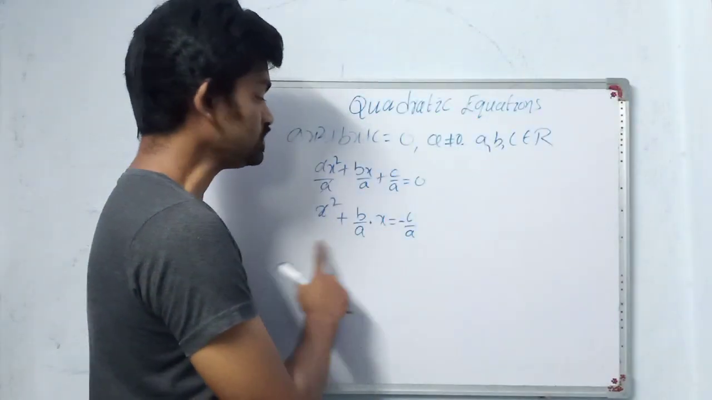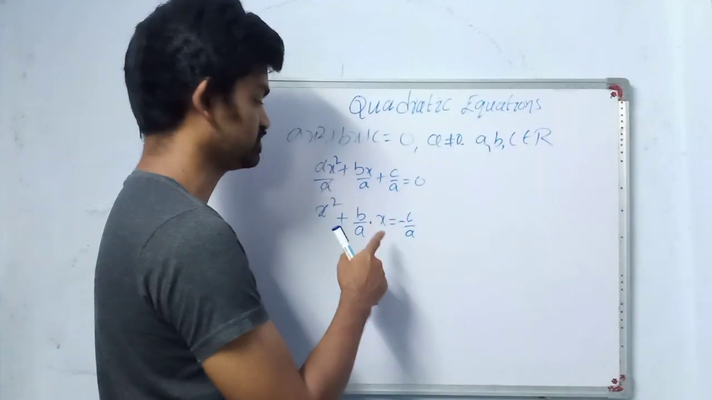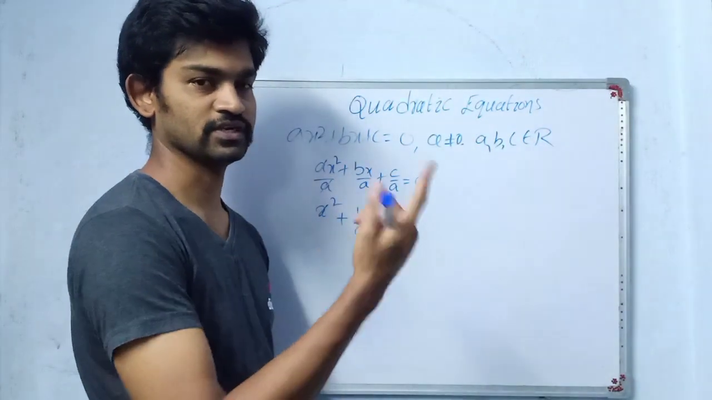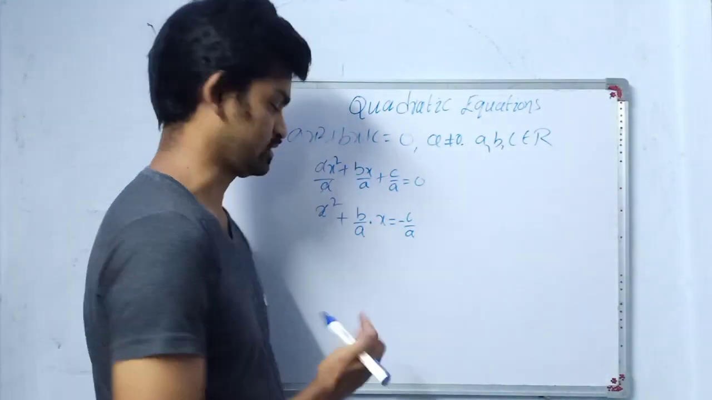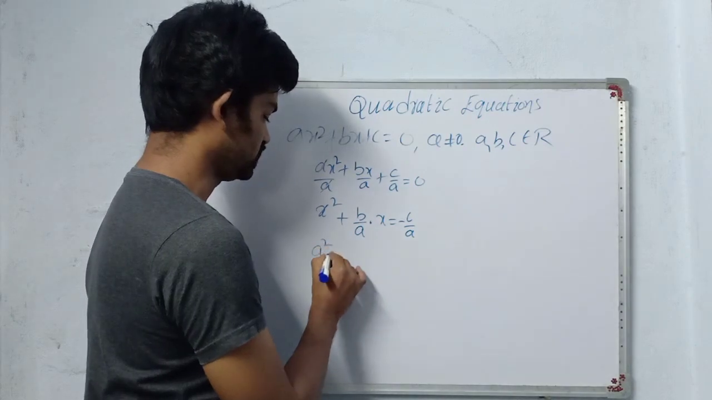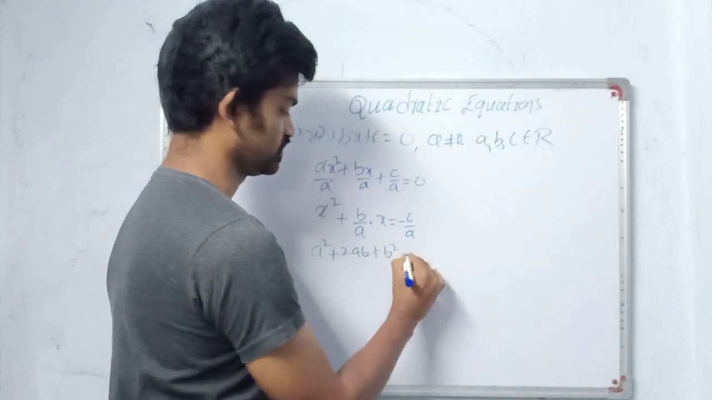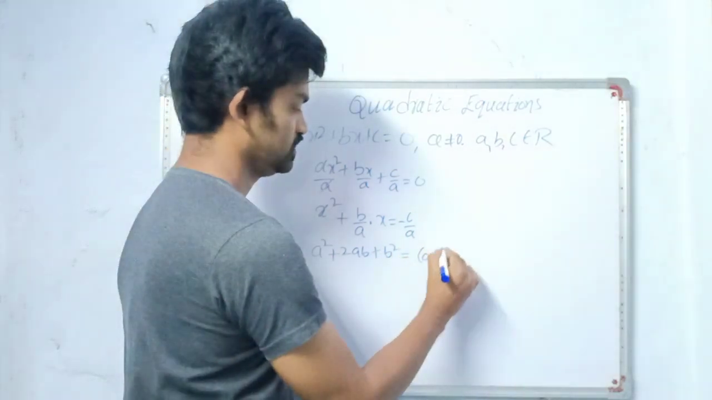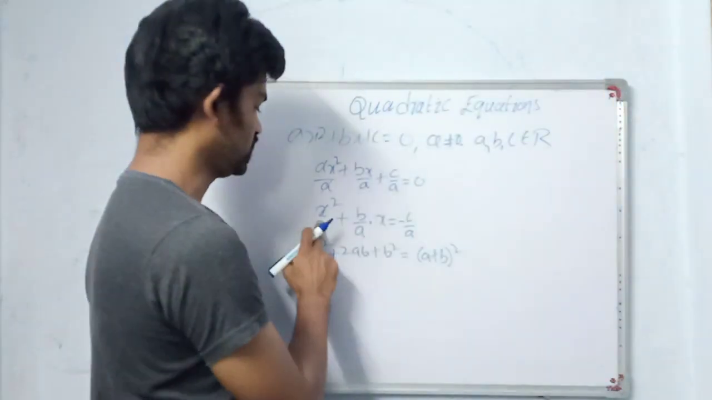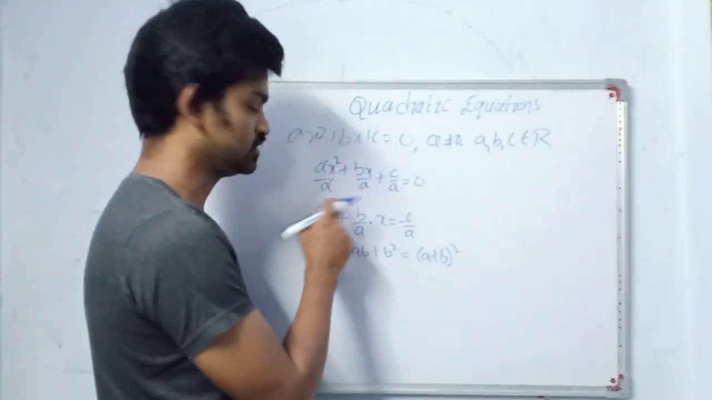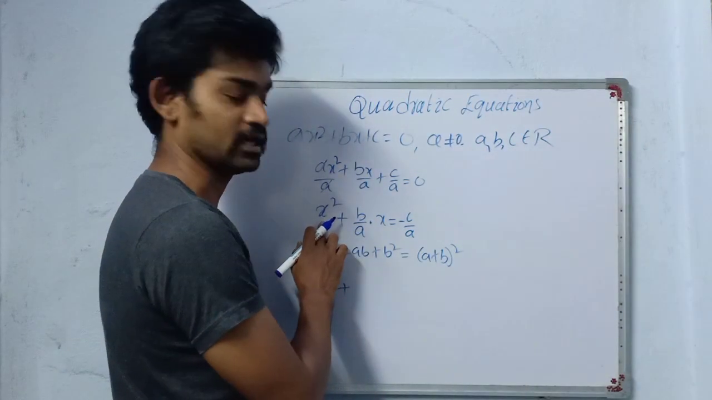Now see here, a square is here. So we can convert this into a square plus 2ab plus b square, so that this expression becomes a plus b whole square. I want to convert this into a square plus 2ab plus b square, so that the expression will become a plus b whole square. Now I have my a square. I want 2ab. So x square, here x is a, right?